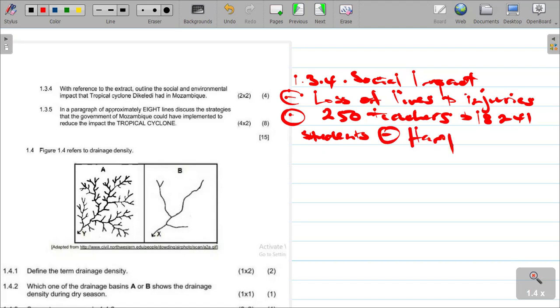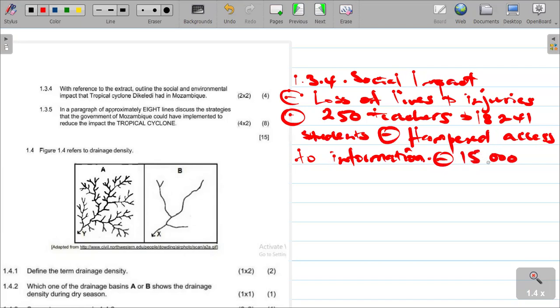It also hampered access to information. We also talk about a destruction of houses, where we are given that 15,000 houses were destroyed. And then we can talk about also environmental impact.